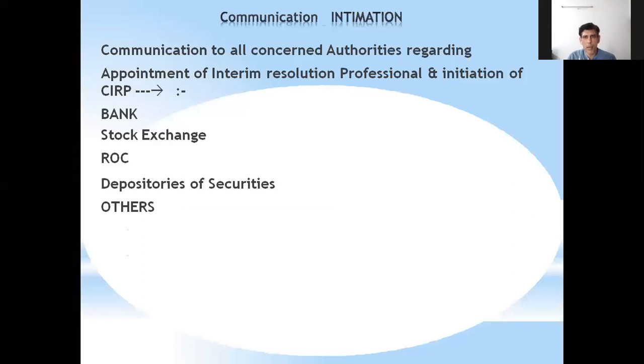Now, after the appointment and the public announcement has been done, normally the IRP, though it is not specifically given in the rules, will inform all the bankers of the corporate debtor. If it is listed, he will inform the stock exchange, the ROC, the depository of securities, and any other agency or stakeholder involved in the whole process. The job of the IRP is to inform them that this company is now under insolvency process. So if you have any further information to submit, or if you want to claim something, you can accordingly put in your claim or give the information.